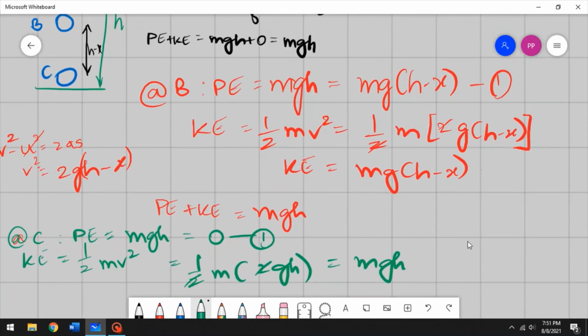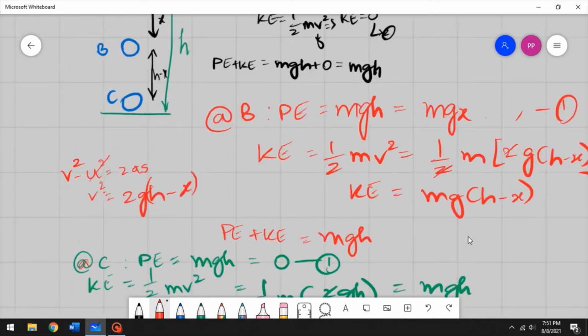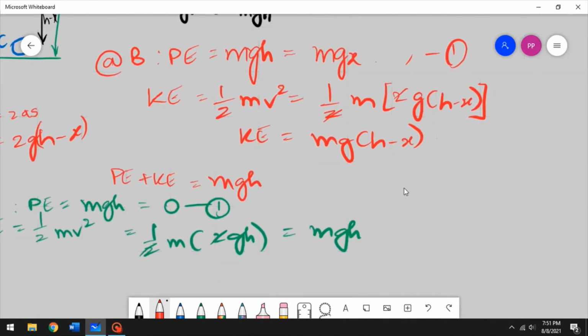So I just realized that at B this is mgx because the distance is x there, right? Not mg(h minus x), this is x. Sorry about that. Because at B the height is x. So it's mgx, and this is mg(h minus x), so adding them up would give you mgh. And then at C we have mgh for kinetic energy, that would be equation 2. So potential energy plus kinetic energy is equal to 0 plus mgh, which is mgh.